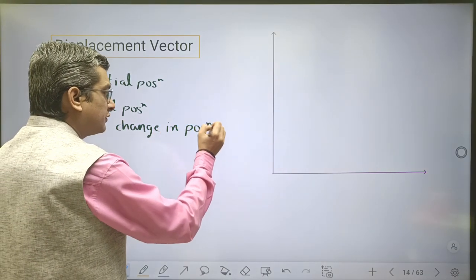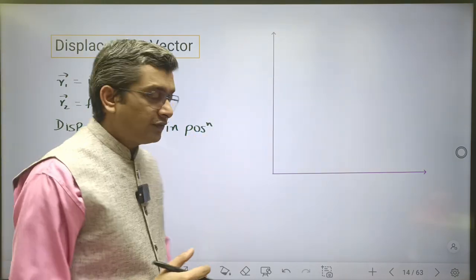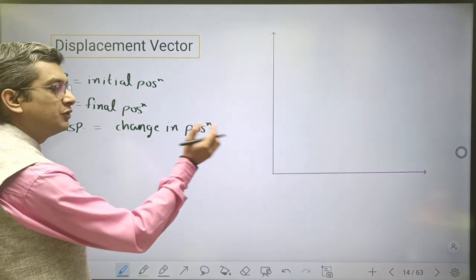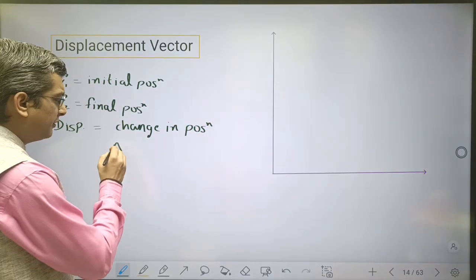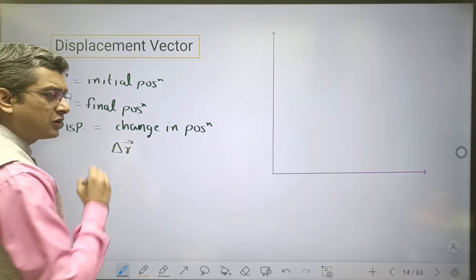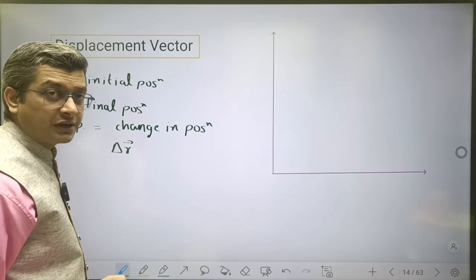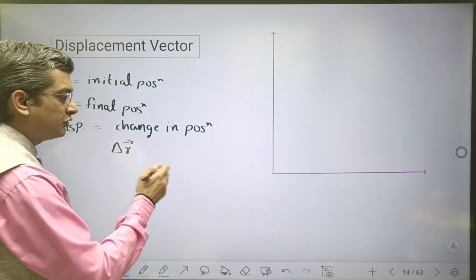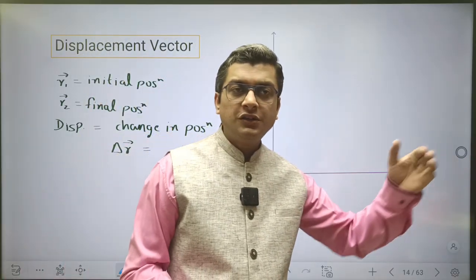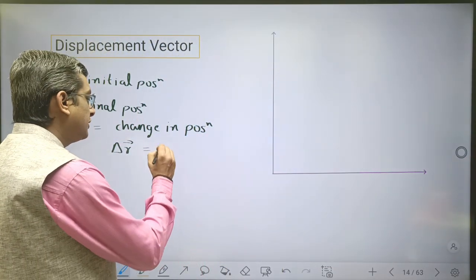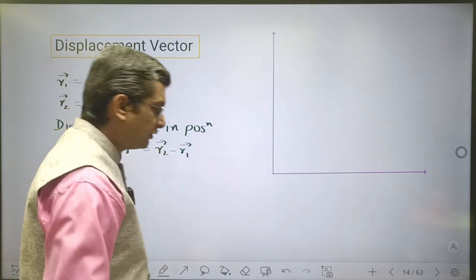Change in position is displacement, and for anything in physics, if you put 'change in' before that quantity, it will be represented by delta and the symbol of the quantity. Delta stands for change, r vector is the position vector, so this becomes change in position vector. And always remember, change means final minus initial. So here it will be r2 vector minus r1 vector. So this is change in position.